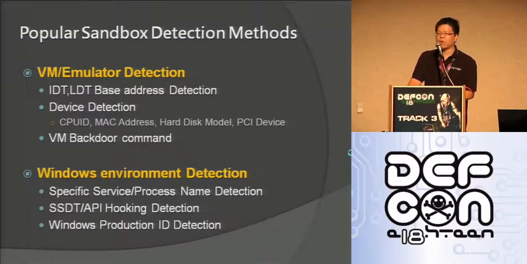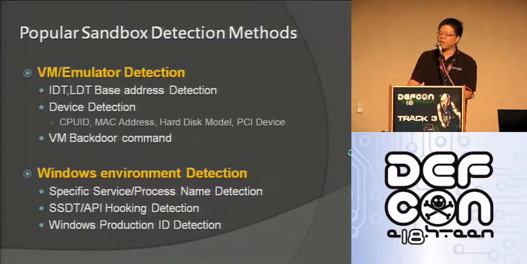So it's very easy for malware to recognize whether they are in a VM environment or emulator. And then in addition to VM emulator detection, they can also check whether they are in a sandboxing Windows environment or not. Because in a sandboxing Windows environment, you tend to have specific services and specific process names. So they can check whether these specific processes or service names are there or not. Also, they can try to detect whether the kernel mode SSDT or user mode API hooking is present or not.